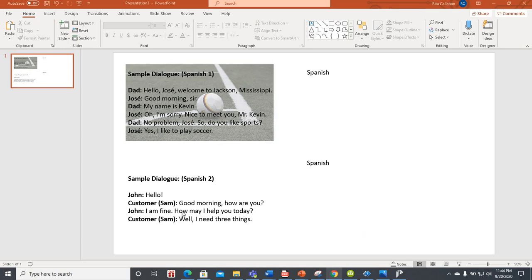So I have comprised a couple of sample dialogues, as you can see. So we'll look at this Spanish 1 dialogue first. And Spanish 1, of course, you are doing dialogues with a supposed foreign exchange student for your family members. So in this dialogue, we have Dad, and the foreign exchange student is Jose. And as you can see, there's some welcoming information and getting to know the person. So, you have your dialogue ready, and now it's time to translate to Spanish.